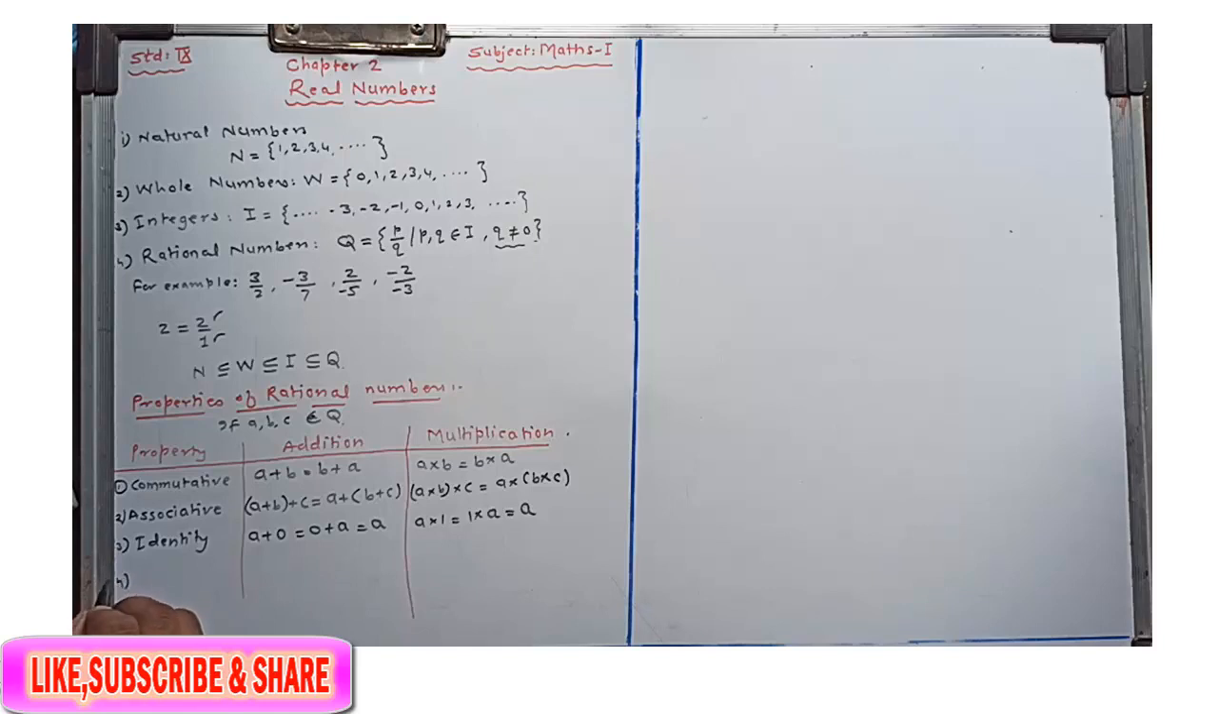And now the fourth property is inverse. That means a plus minus of a is equal to 0. Here if the addition of two numbers is equal to 0, then those two numbers are called the additive inverse of each other.